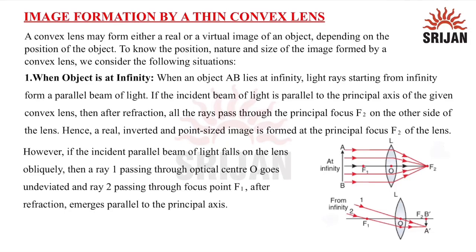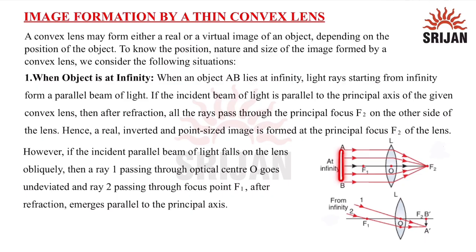In this video, we will learn about image formation by a thin convex lens. Now, we know that a convex lens may either form a real or a virtual image of an object depending on the position of the object. To know the position, nature, and size of the image formed by the convex lens, we consider the following situations. First is when the object is at infinity.